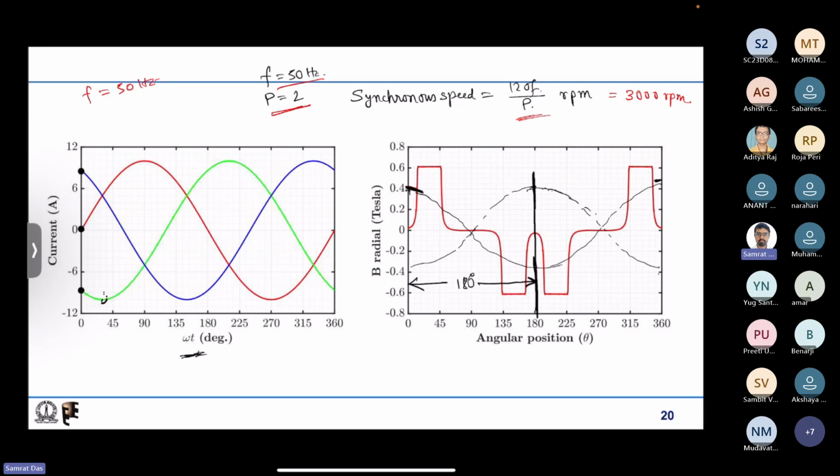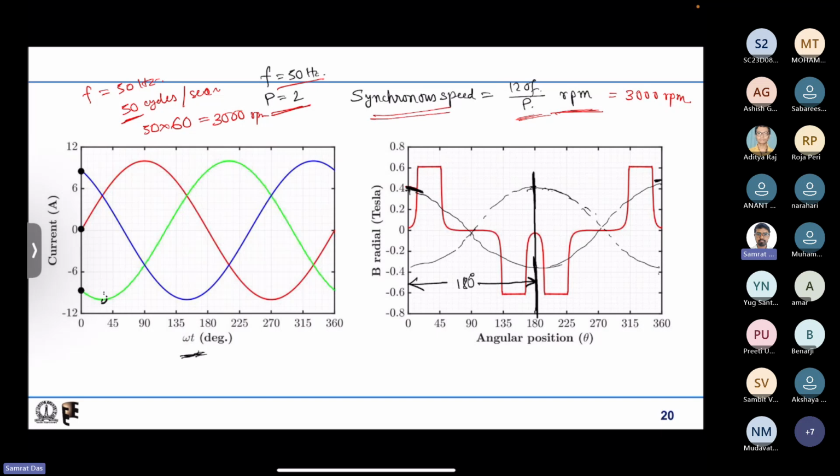What does hertz mean? Hertz means there are 50 cycles per second. And what does rpm mean? How many rotations or revolutions per minute? So what do we need to do? We need to simply multiply this 50 by the number of seconds in a minute in order to get the value, right?